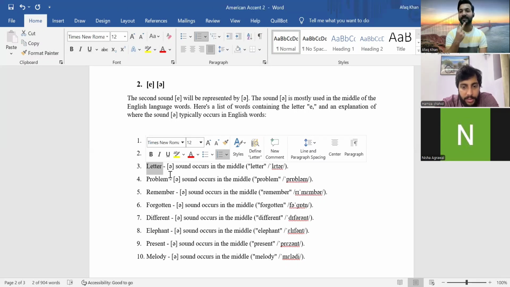The second E in letter. Yeah, the second. The first E has the sound A. Good. The first E has the sound A. Lay, lay, right? Letter. And the second sound of the E is a schwa sound, right? Letter. Okay?